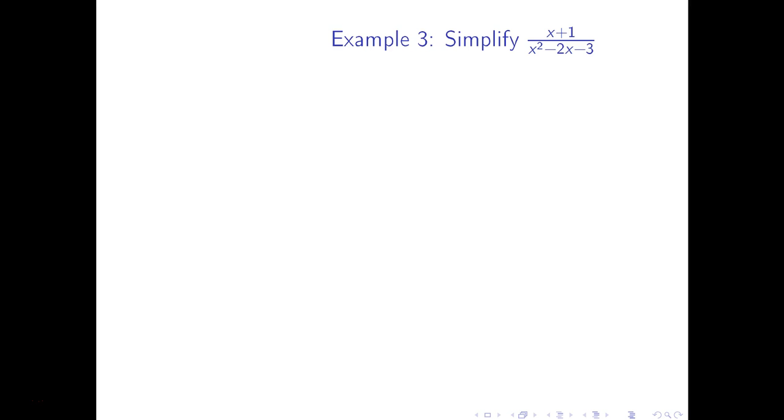Let's do another example. x plus 1 over x squared minus 2x minus 3. Go ahead and factor the numerator and denominator and see if there's anything that can cancel. Go ahead. Hopefully, you recognize that the numerator is prime, so I can't factor it. But the bottom can be factored into x plus 1 times x minus 3. Well, they both have an x plus 1, which will cancel out.